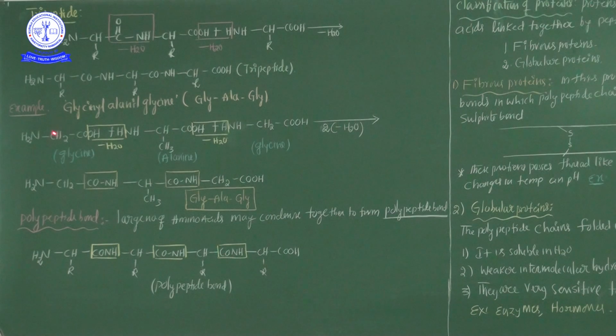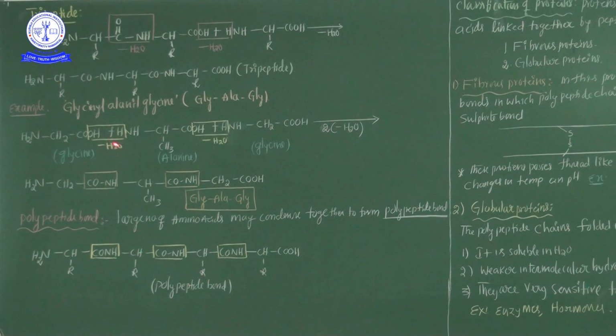Next one, the best example of a tripeptide is glycyl alanyl glycine. Three amino acids: one amino acid is glycine, another is alanine, and one more is also glycine. So this combination is glycine, alanine and glycine. Now see here, this is the glycine formula NH2CH2COOH, plus alanine formula NH2CH(CH3)COOH, plus one more glycine. Three amino acids are connected together with the removal of 2 moles of water molecule.